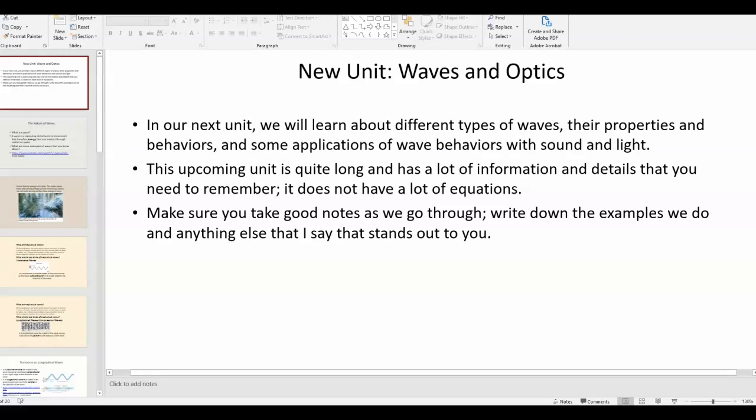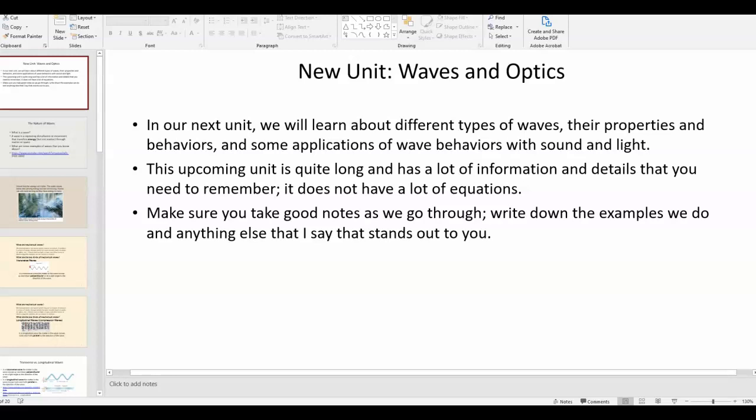Alright, so in this video we're going to start our next unit, which is over waves and optics. In this unit we're going to be talking about obviously different types of waves. We'll be talking about properties of waves, wave behaviors, and some applications of wave behaviors as it pertains to sound and light, which is basically what optics is. It's the study of light, essentially.